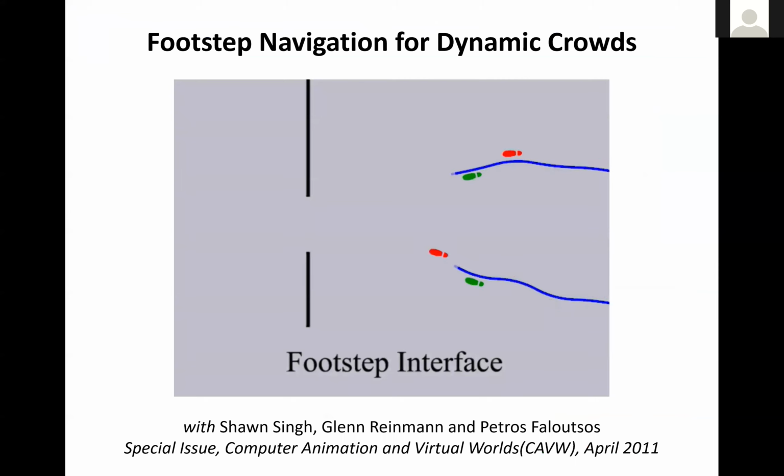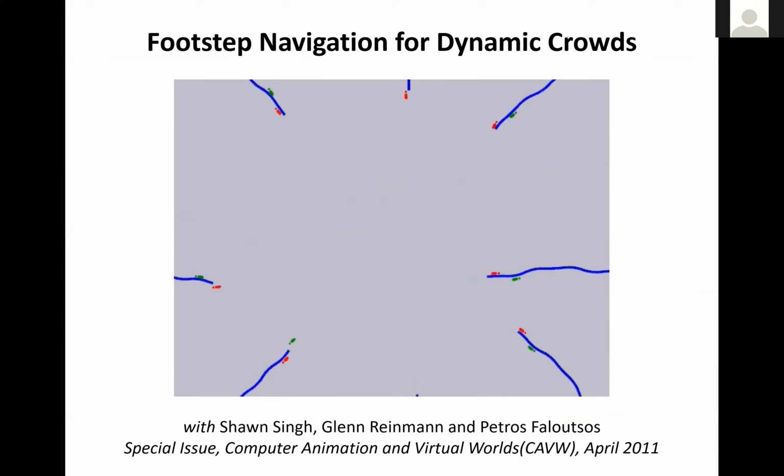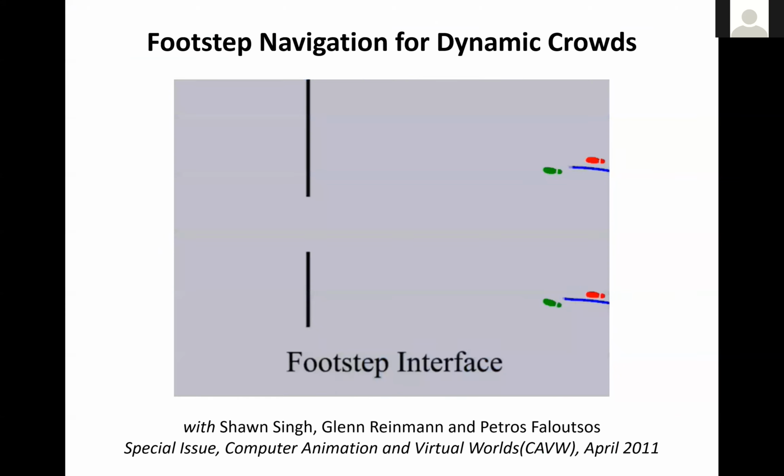And this is essentially what our work does. Our work generates biomechanically plausible footsteps for an agent to navigate in complex dynamic environments, and it provides this tighter coupling with animation to produce more natural, human-like collision avoidance. And this is what you see in the video.